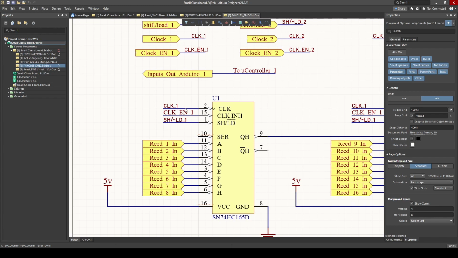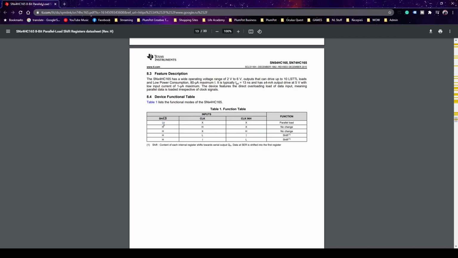As always guys, I recommend you look at the data sheet. When we look at the data sheet, we can see what happens. When we want to load our information, we make the shift and load low. That means a zero or ground. And then you can see if we want to shift it, we can actually shift it in two separate ways. Changing the clock from low to high while keeping the clock inhibit low and the shift load high. Or the other way, we can keep the clock low and toggle the clock enable, and this will shift as well.